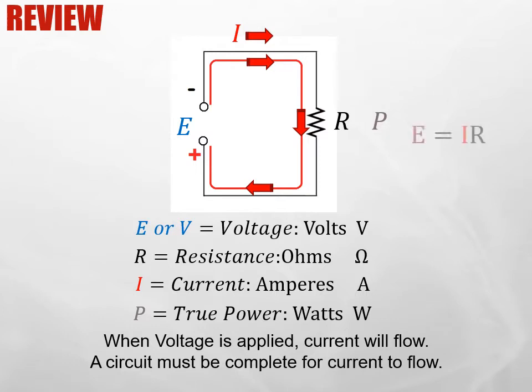The relationship of voltage is current times resistance. And to calculate power, we can use voltage times current. Here we have Ohm's laws, and we'll see how these apply to parallel circuits.